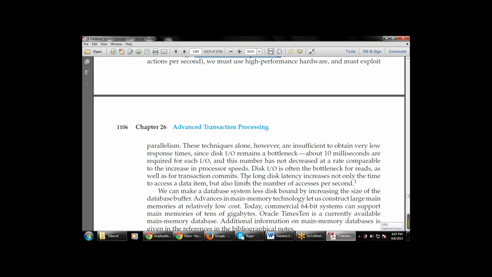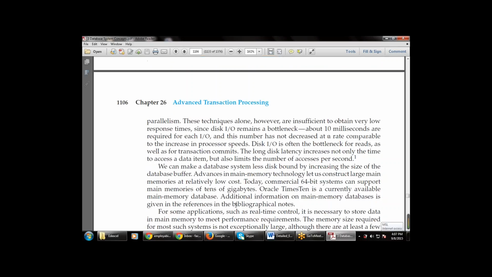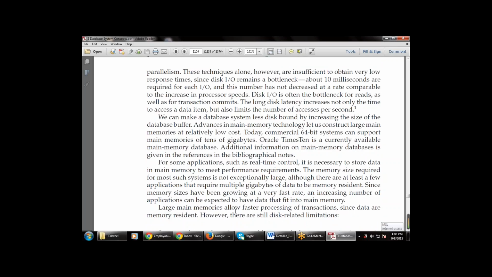That is also a part of the main memory database. And we can also increase the size of the database buffer to a minimum size. For many applications, such as real-time control, it is necessary to store data in the main memory to meet the performance requirement, that is, how much performance is required.